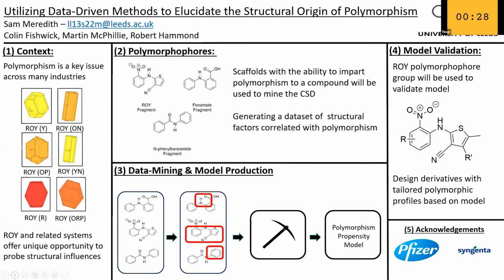Finally, to validate this model, we aim to generate a library of novel compounds based on the ROY polymorphophore and screen them for their polymorphs, and then use them to test the predictive power of this polymorphism propensity model. Thank you very much.